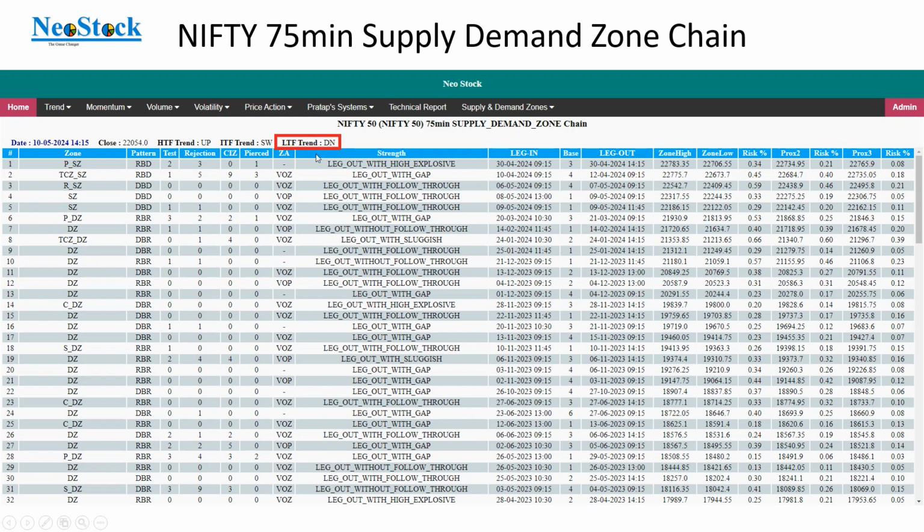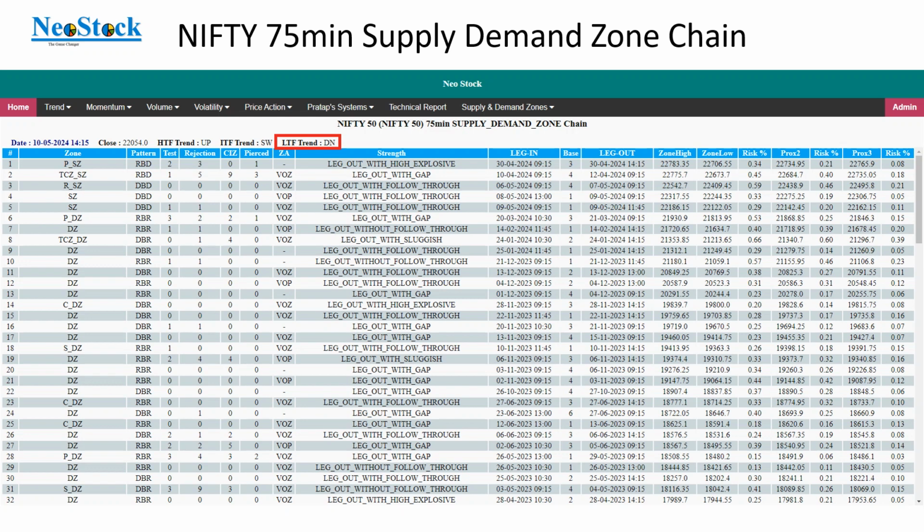And currently the Nifty 75-minute trend is a downtrend. Always remember, trend is your friend. Until the trend changes, you cannot trade against the trend. If it is a downtrend, you should favor short trades rather than going for long trades. You go for long trades once the trend is changed.